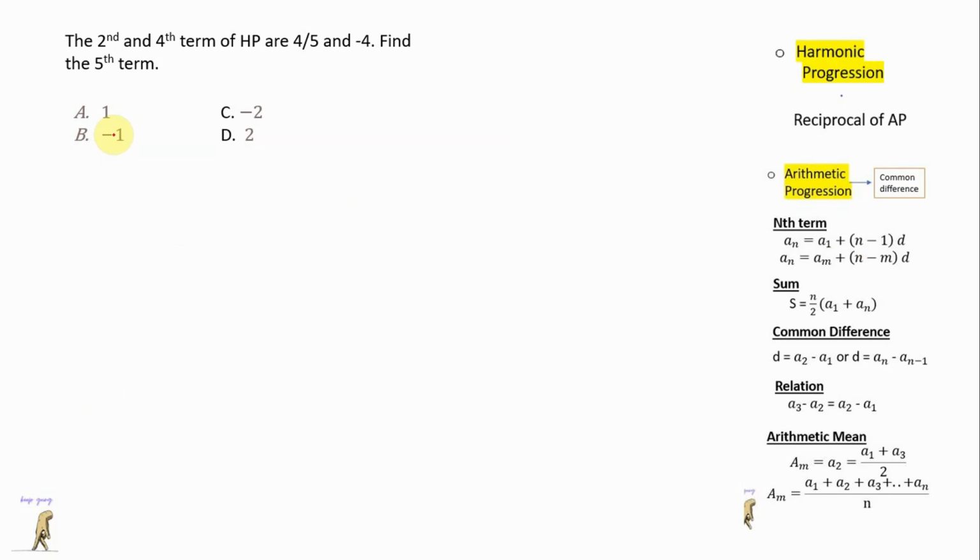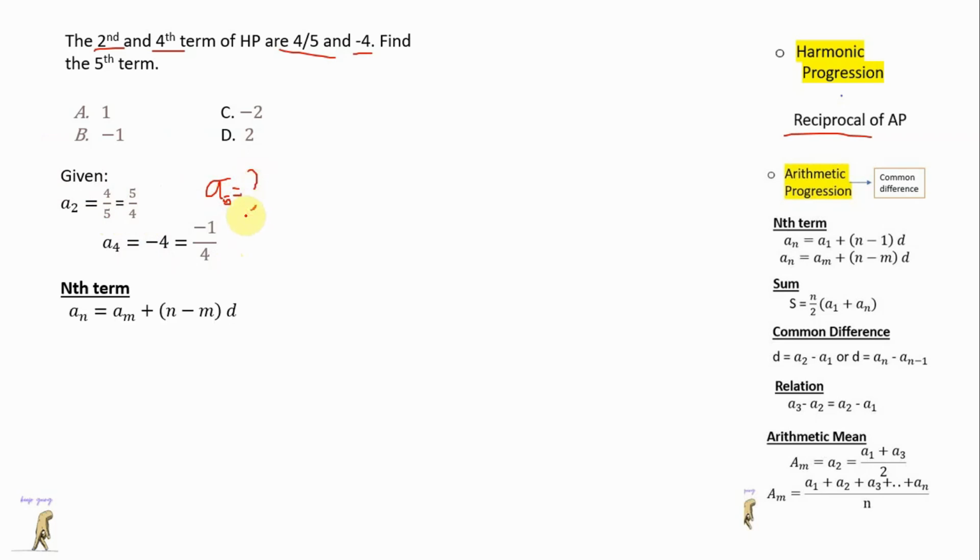So lastly, oh no, it is our last. Okay, lastly, we're gonna solve harmonic progression. As the definition says, harmonic progression is just a reciprocal of our arithmetic progression. So in order for us to solve this, we're gonna use the formula of arithmetic progression. But what we're gonna do here is get the reciprocal of the given, okay? That is 5 over 4 and negative 1 over 4. So we are finding our a sub 5. This is our unknown, okay?